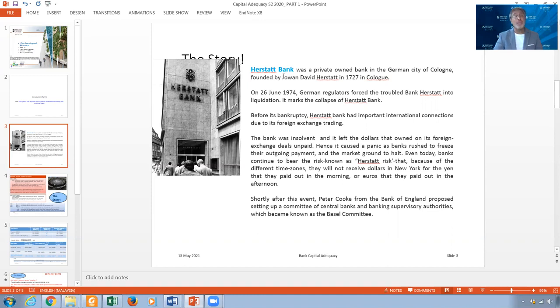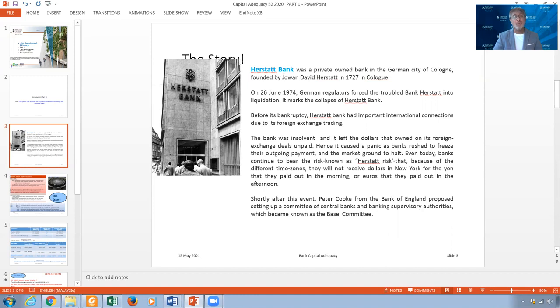Same thing happened to the European banks, including the German banks. If they execute the transaction in the afternoon, by the time the American banks open or execute that transaction, the German banks may be closed and the settlements will happen the second day. And this is what happened with Herstatt Bank. So they have this huge exposure with the American banks.